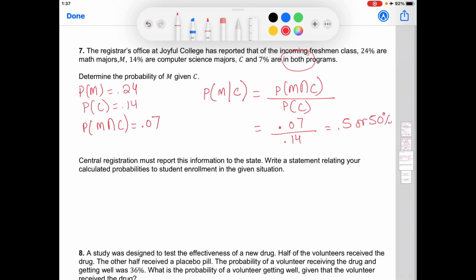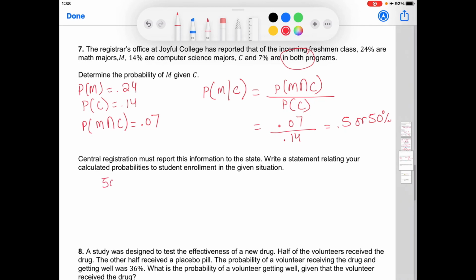So what does this mean in the context of the question? That's what my second statement is saying. Central registration must report this information to the state. Write a statement relating your calculated probabilities to student enrollment in the given situation. So what does that mean, right? We looked at the population of computer science, and we found out how many are taking math. So I can say 50% or 0.5 of all students enrolled in computer science are taking math.